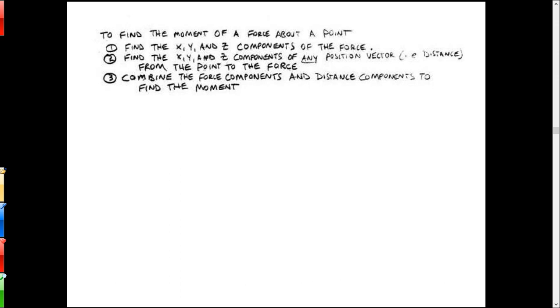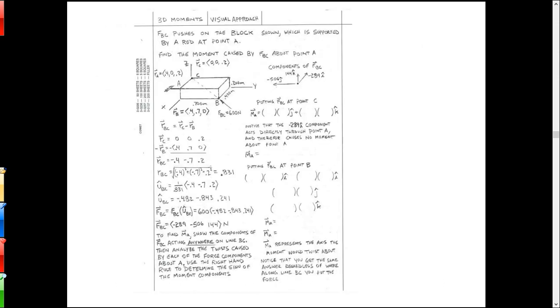Okay, if we want to find the moment of a force about a point, we find the x, y, and z components of the force, find the x, y, and z components of any position vector from the moment point to the force, and combine everything to create the moment. Now, I'm going to show you how to do these visually first, which is probably a challenging way to do it.